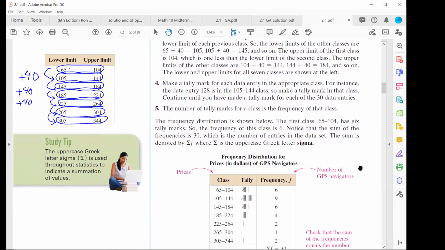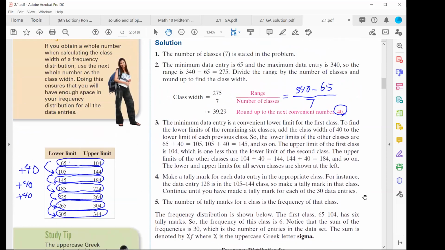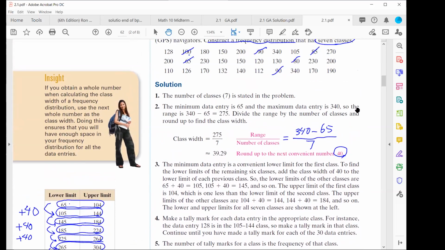So Professor, how you get the frequency is just counting how many numbers fall between 65 and 104? Yes, right. Take a look at this, 65 to 104. How many numbers do I have? One of them is 100. Is 100 between 65 and 104? Yes. Next number is 90. Is 90 in between 65 and 104? Yes. What about 105? 105 is not in the first class. It's in the second class, so I'm not going to count it. Next number is 85. Yes, sure.